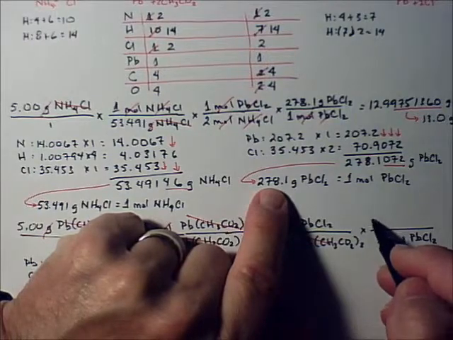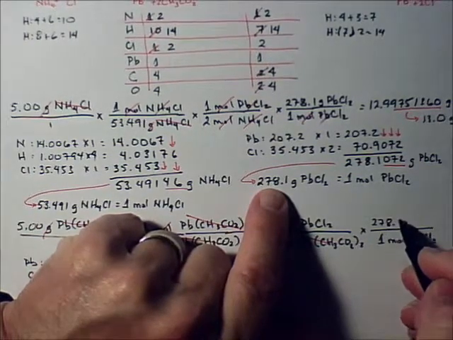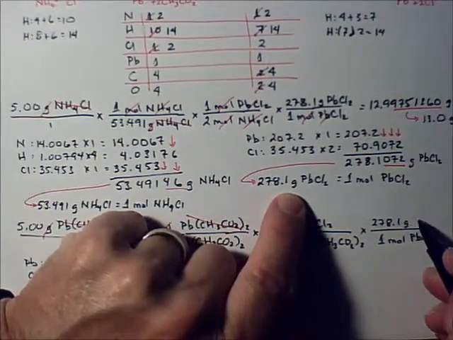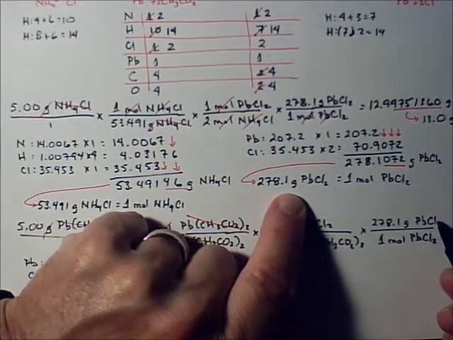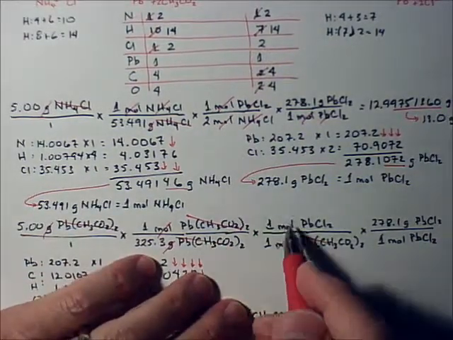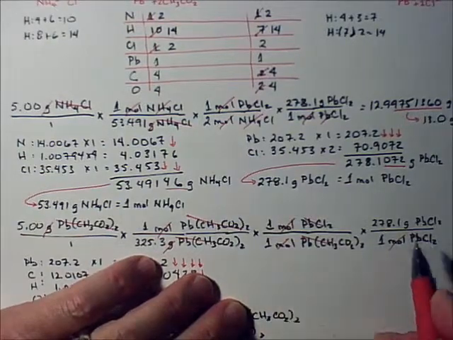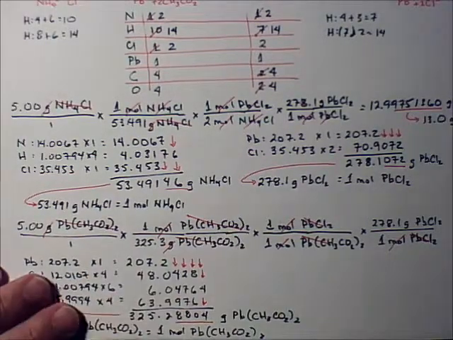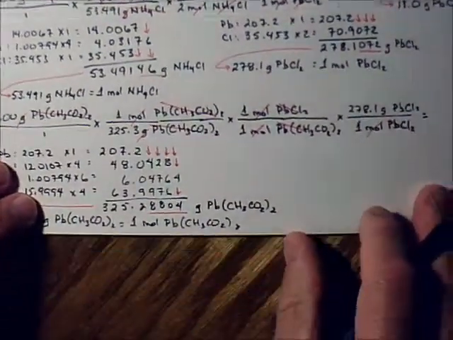And the top will have the 278.1 grams. That's what we want to get to, is grams. Okay, cancel the units, moles, and the species, lead-2 chloride, and do the math.